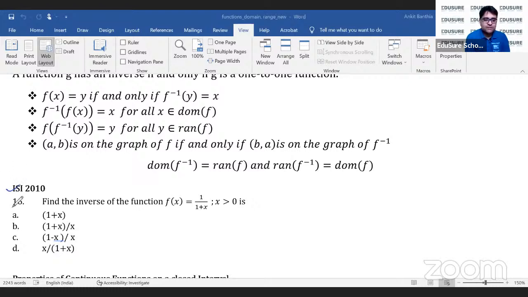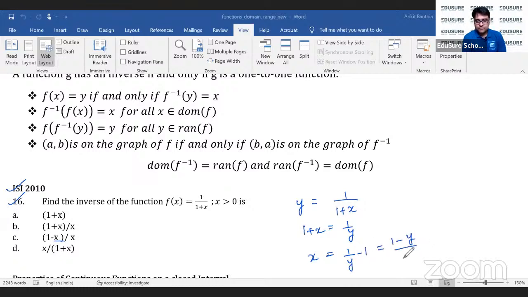ISI 2010 question number 16. So as I have already shared with you, and if you have seen the video for inverse of a function, ये fx को हम लोग y ले लेंगे 1 by 1 plus x. So 1 plus x is equal to 1 by y. We have to basically write x in terms of y. So this is the functional form of the inverse.